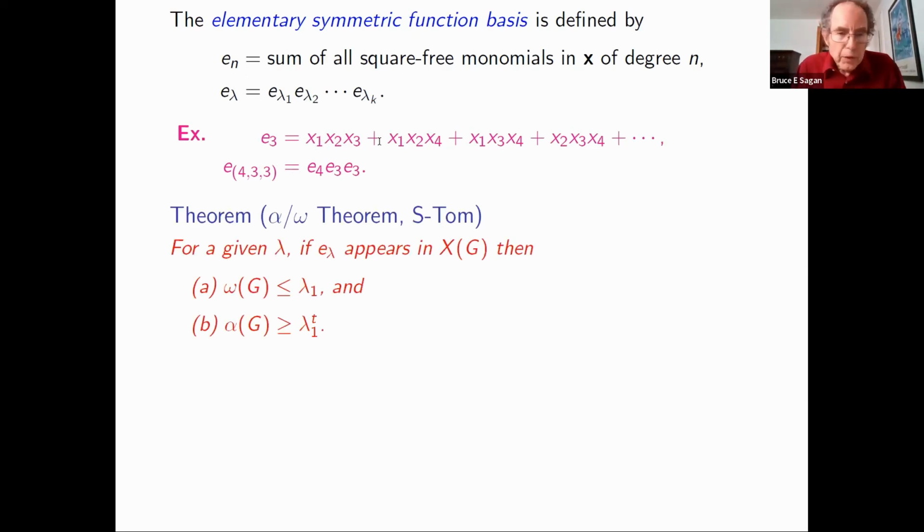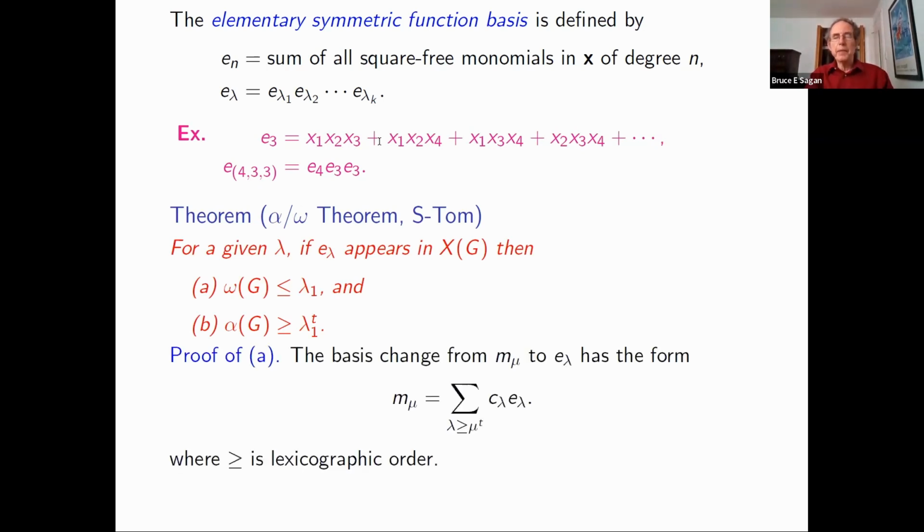So here's something which we're calling the alpha omega theorem. Take X of G and expand it in the E basis. Then omega of G is at most the size of the first row, and alpha of G is at least the size of the first column. And notice alpha and omega have switched from what we were talking about in the monomial basis. Well, how are we going to do this? In the obvious way, we're going to do a change of basis.